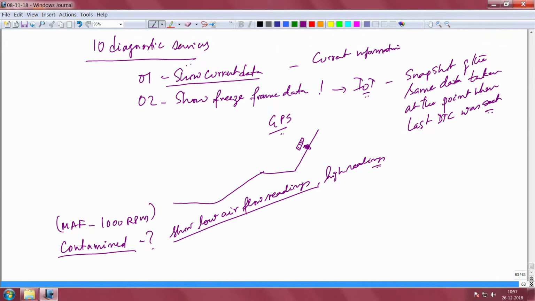So, I will just summarize all this. The airflow will essentially depend on what? It will depend on the engine volume, which means from different engines you will have different values. So, this is an important point you have to make a note of.